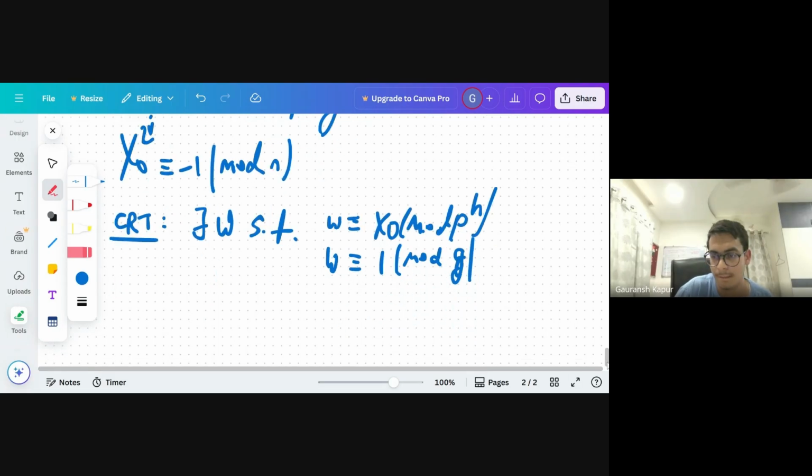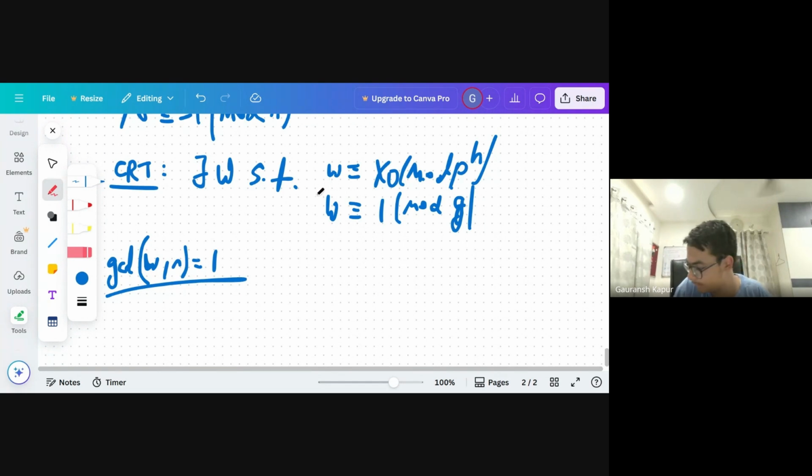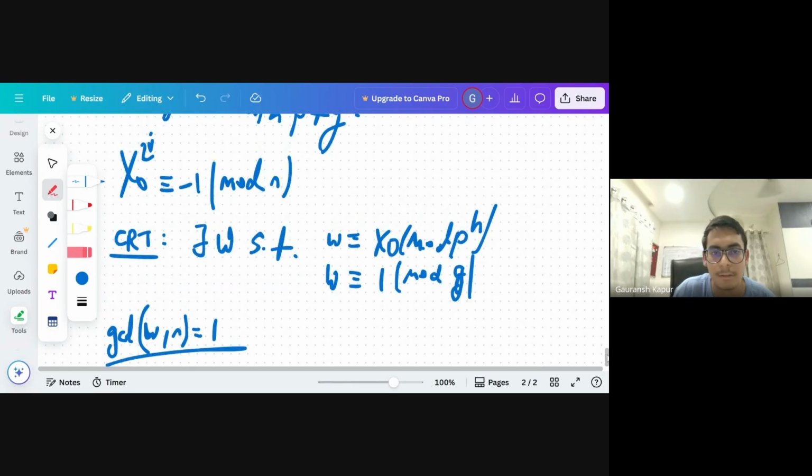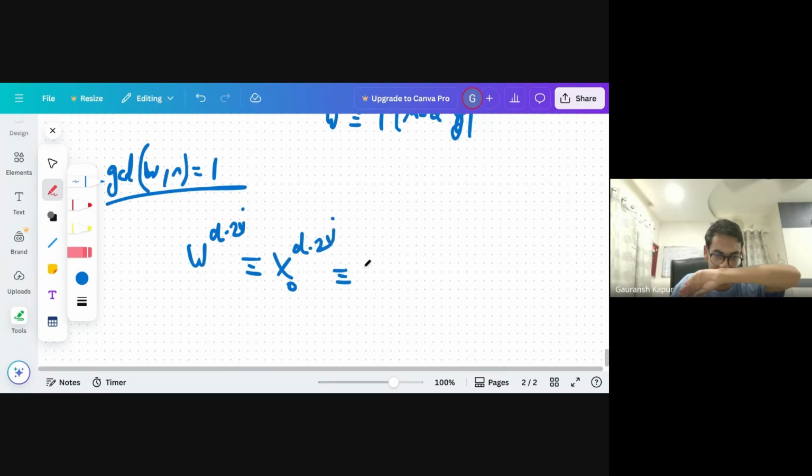Okay. So yes, there exists a W such that this happens. And you can also check one more thing, that the GCD of W and n is 1. So W is in our set Z mod n Z star. Since W is congruent to x naught mod p power h, and x naught power 2 power j was minus 1 mod n, W power d times 2 power j is congruent to x naught power d times 2 power j, and x naught power 2 power j was plus or minus 1.